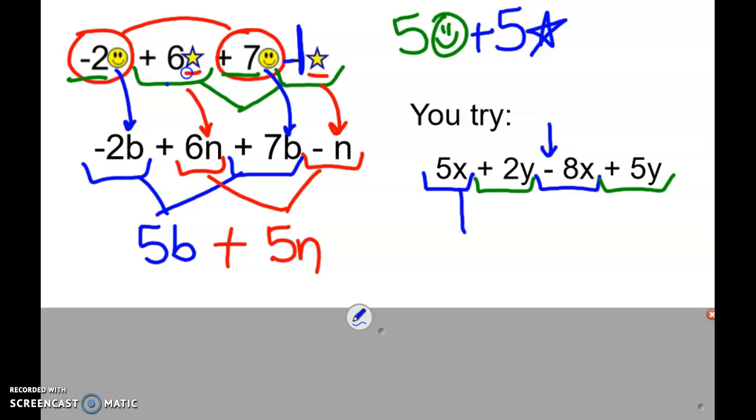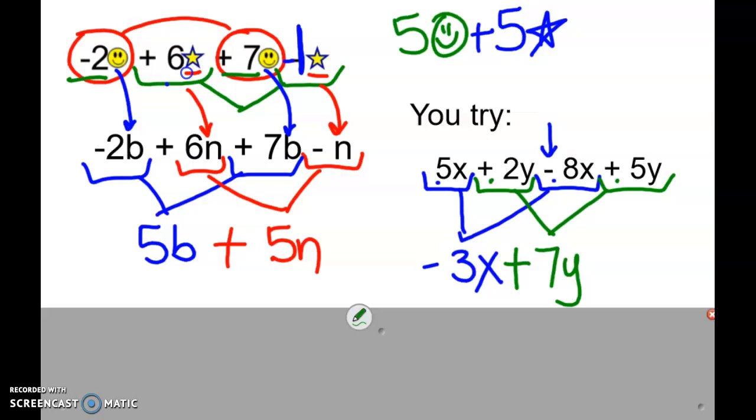So let's do the x's first. When I look at just the x's, 5 and negative 8 make negative 3x. And then I'm still color coding. I'll put my y's together. 2 and 5 make 7y. And if it's positive, put a plus sign there. Okay? So when I combine these like terms, I have negative 3x plus 7y.